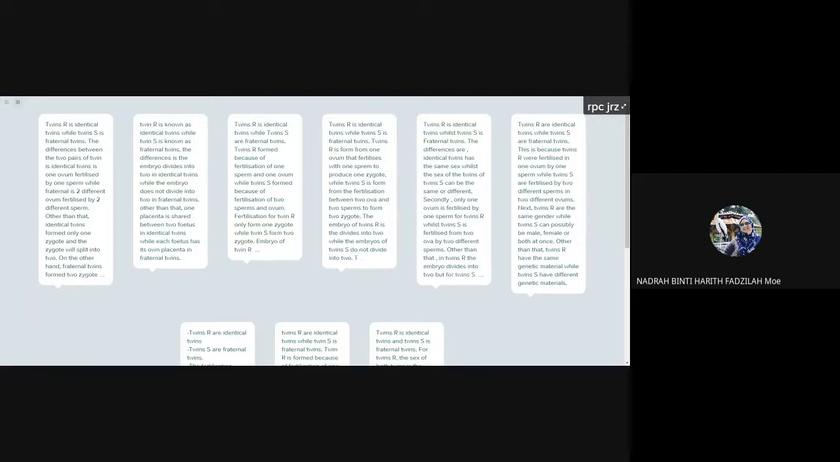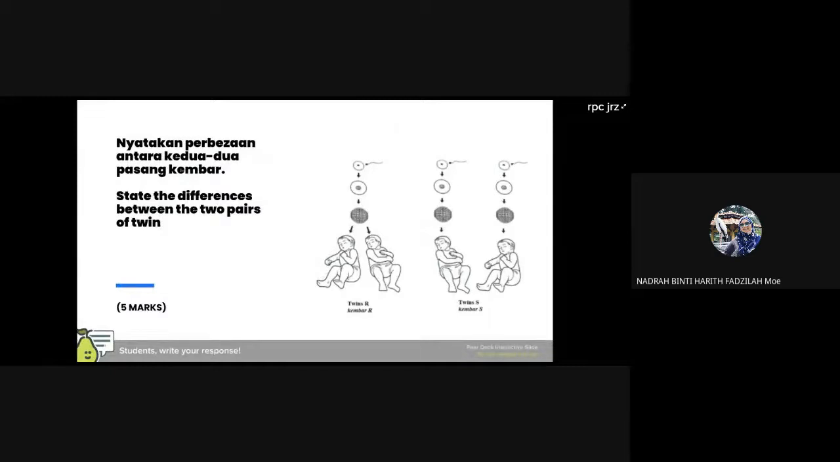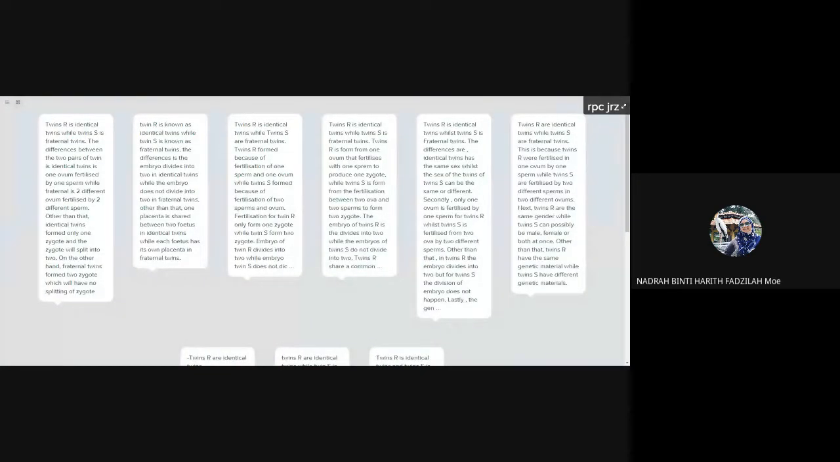Itu untuk R. Untuk S, dia form two zygote. Very good. Manakala untuk S tu, the zygote split into two to form two embryo. Okay. Tapi untuk S, the two zygote continue to form two embryo, bezalah sebab sebelum ni kita dah sebut kan.